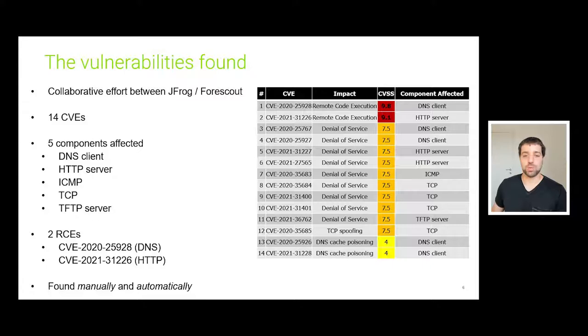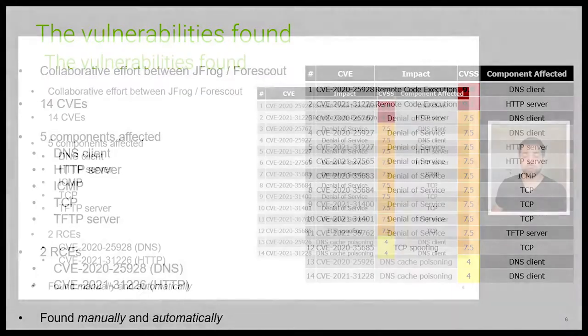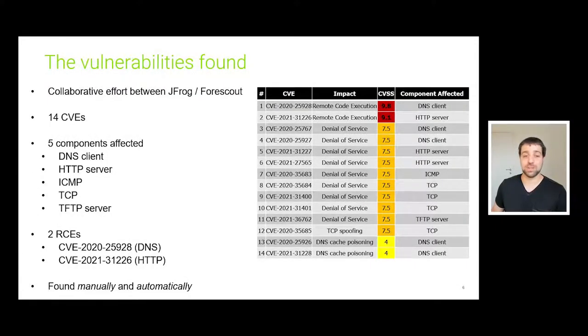So again, 14 vulnerabilities, a collaborative effort between JFrog and Forescout. You can see a listing of all of the vulnerabilities here. Basically, there are 5 components of the stack that were affected, also written here for reference: DNS, HTTP, ICMP, TCP, and TFTP. The 2 most critical vulnerabilities are remote code execution vulnerabilities, so the top 2 ones. And we'll show actually how we exploited them. It wasn't too hard because it's on real-time operating systems, which usually don't have a lot of mitigations.